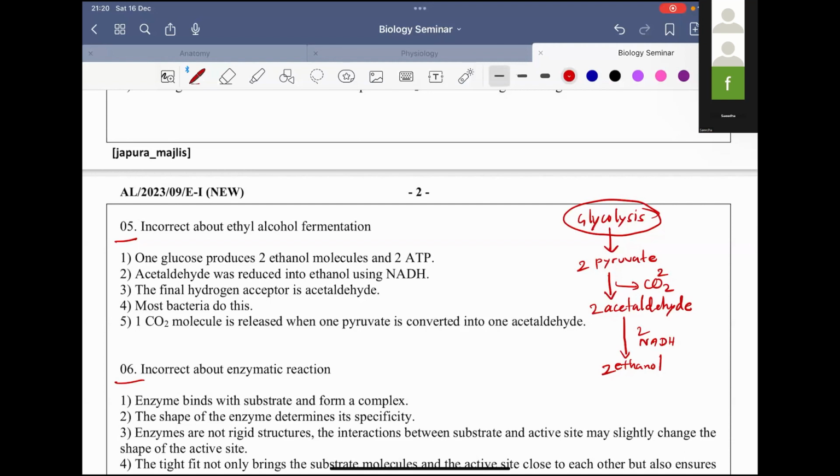Next, the final hydrogen acceptor is acetaldehyde. That's what I told you now, so that is also correct. Then most of the bacteria do this. That is also correct. And one carbon dioxide is released when one pyruvate is converted into one acetaldehyde. So one pyruvate, when converted to one acetaldehyde, will release one carbon dioxide. That is also correct. Therefore, there is no answer in this question because all five statements are correct.